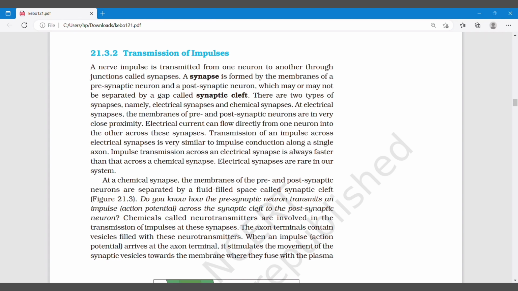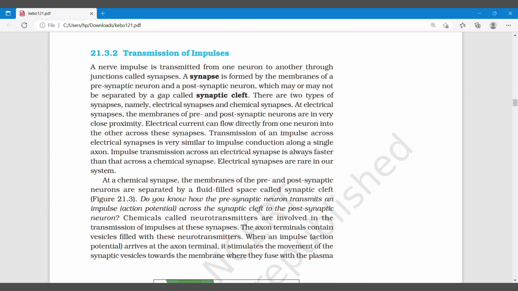At a chemical synapse, the membranes of pre and postsynaptic neurons are separated by a fluid-filled space called the synaptic cleft. Do you know how the presynaptic neuron transmits an impulse, that is action potential, across the synaptic cleft to the postsynaptic neuron? Chemicals called neurotransmitters are involved in the transmission of impulses at these synapses. The axon terminals contain vesicles filled with these neurotransmitters.